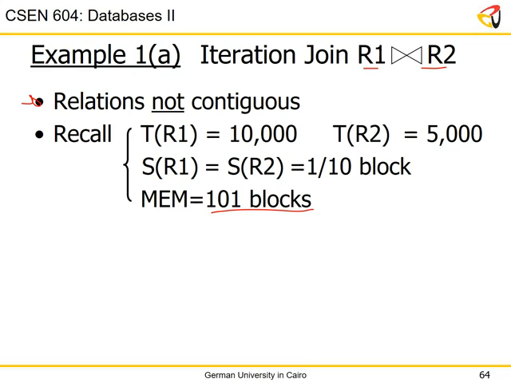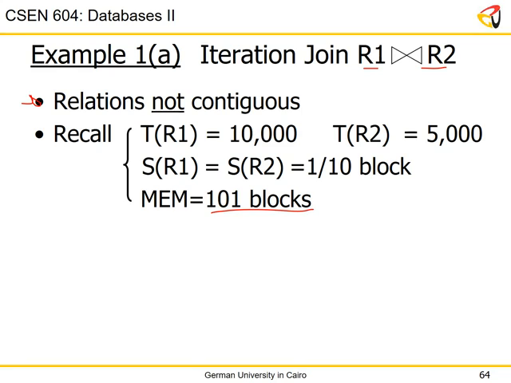Now, what we just did is correct from a logical point of view, but we are missing something. We're not using the memory at all. Okay? That's something we're missing. We have 101 blocks which we could use to cache parts of the table. So let's see it step by step.